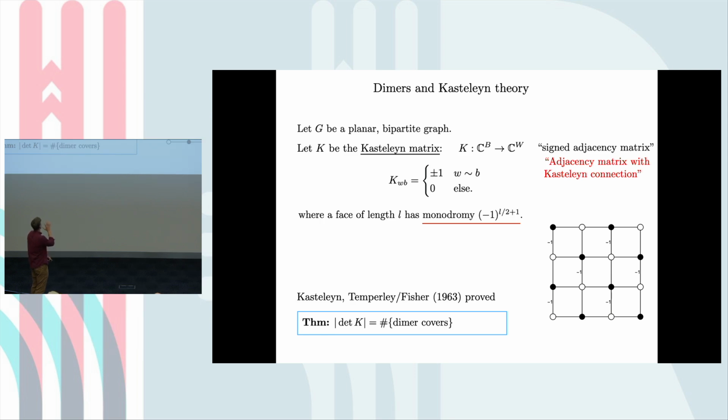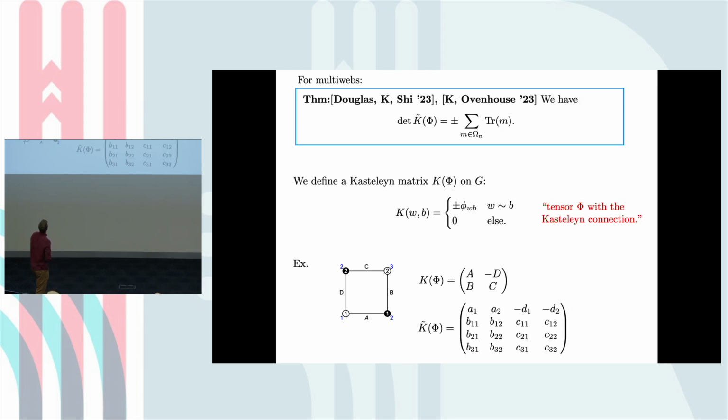So that's the sort of starting point of our situation. What we want to do is soup up this matrix, the K matrix, to a matrix which contains all our data, our connection data. So that's what we have, a graph. Here my graph is just a square.